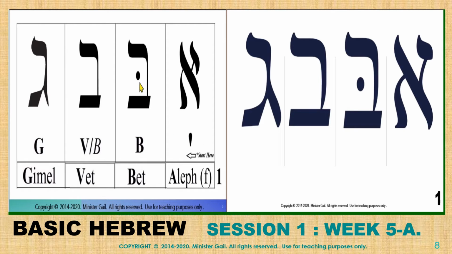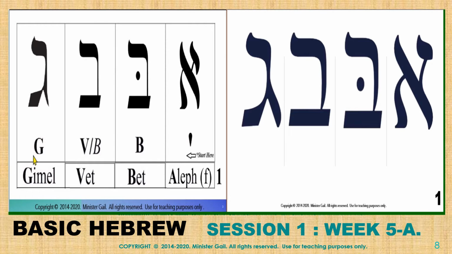B, if it has a dot, for bet, B. This will be without a dot, is written as a B for the pronunciation, but they will sound it out and pronounce it with a V. It'll be written with a B, like bet, but sounds like a V when they pronounce the word.